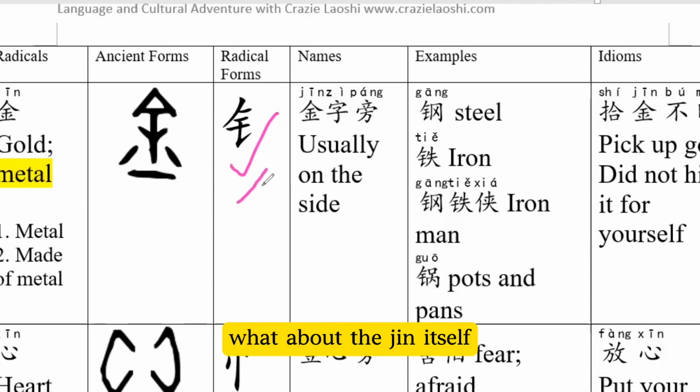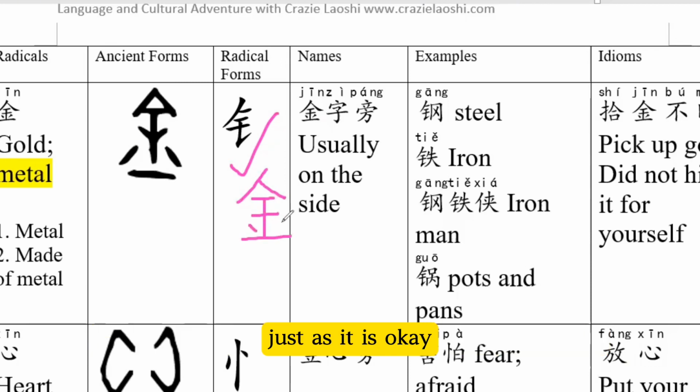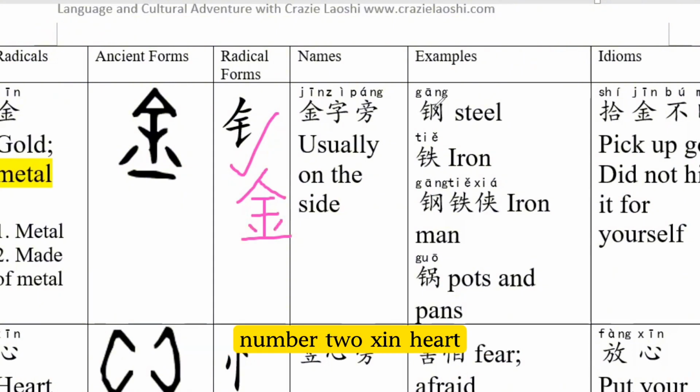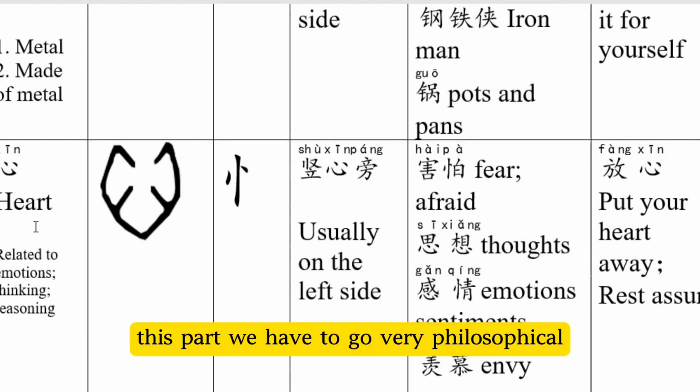What about the 金 itself? Sometimes you will see 金 appears in a radical just as it is. Okay, so this is how you write it. Okay, number 2, 心 heart. This part we have to go very philosophical.